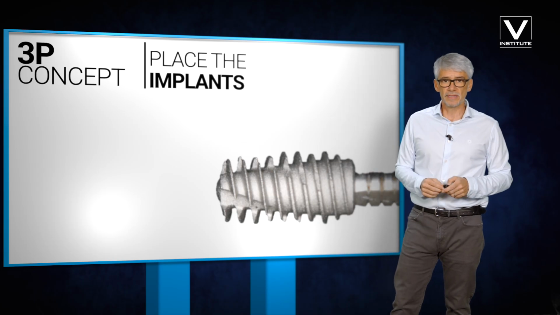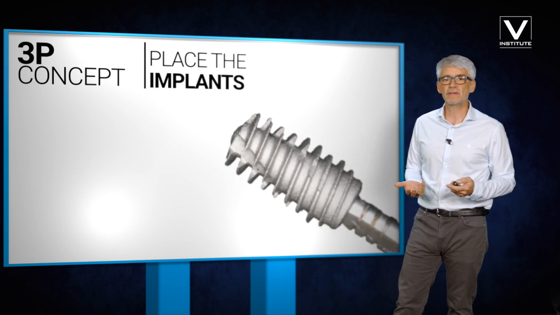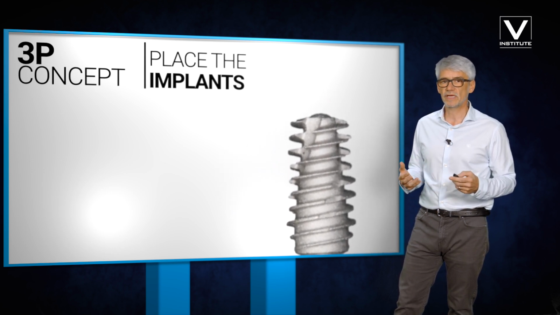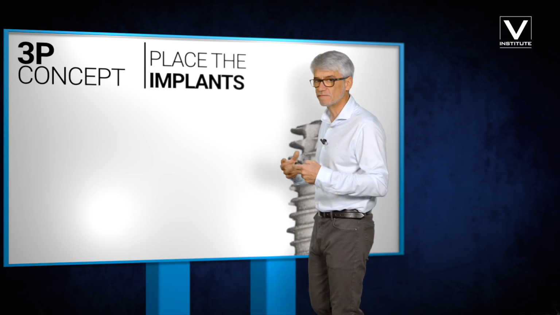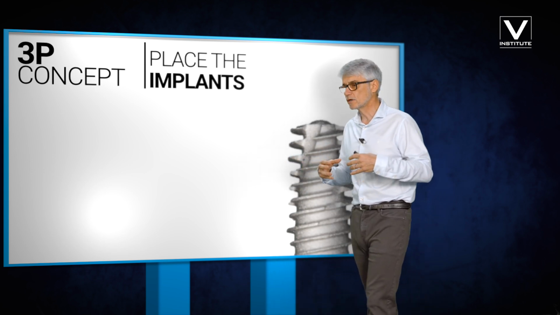So next step, the easiest one, is placing the implants. We are going to do it in a guided way, right? In most of these approaches, what we use is self-tapping, self-cutting implants to reduce the compression in the bone.